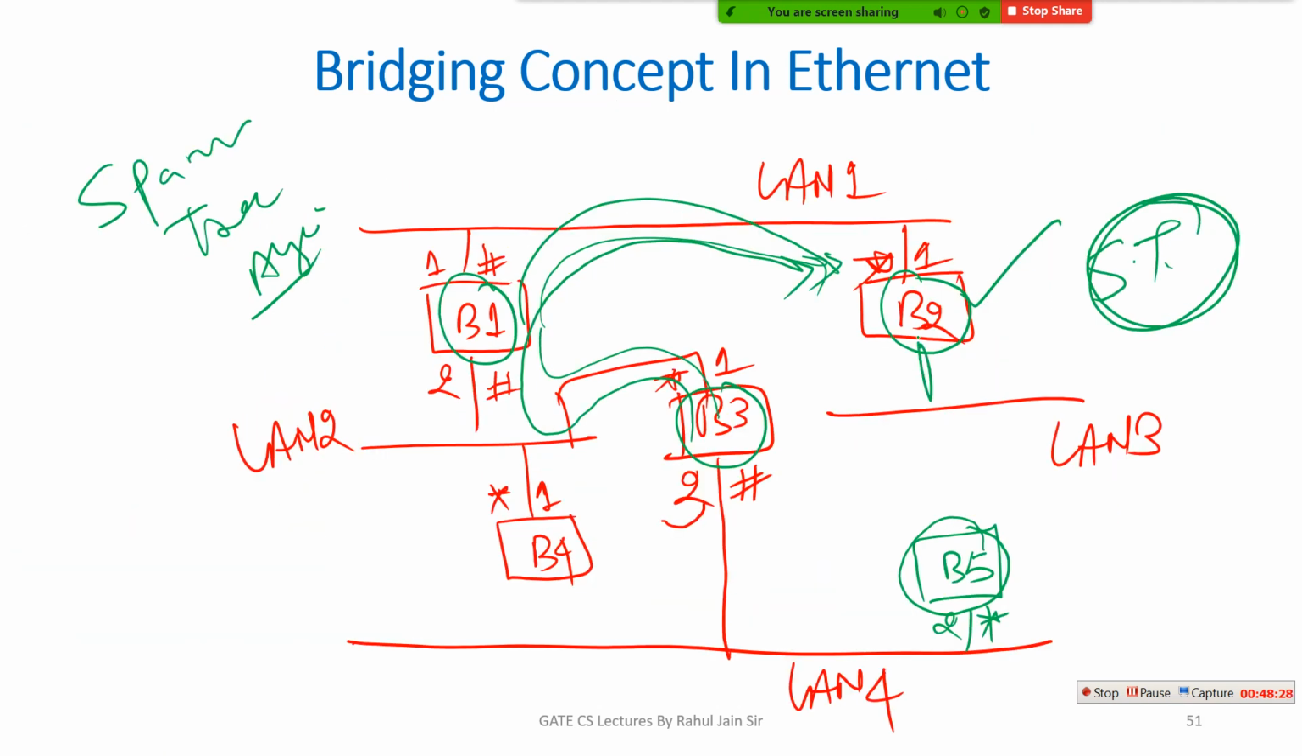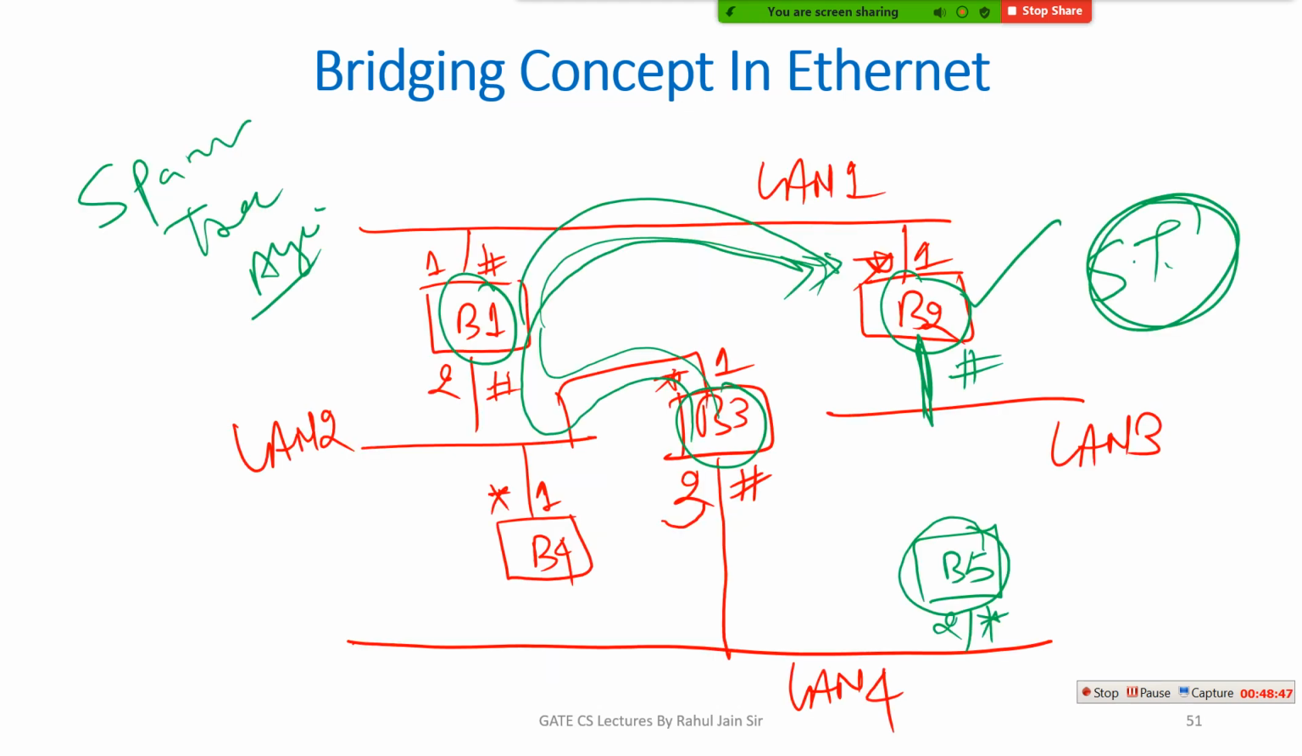Yes, B2 to lane 3 it can connect guys, no problem. Yes Manjit, B2 we can connect to lane 3, it is still a tree, it is not making a cycle. Okay, no problem, no worry. Is it clear guys how to solve the spanning tree algorithm for bridging? Is it clear to everyone?